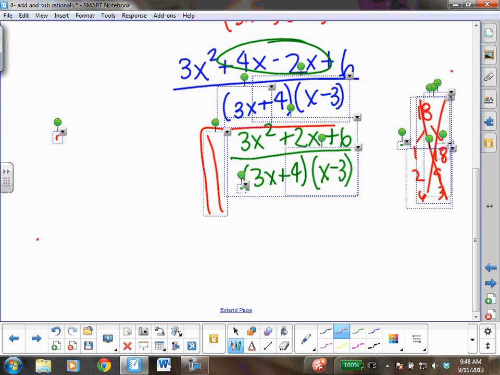So my answer is just 3x squared plus 2x plus 6 over 3x plus 4 times x minus 3. And you don't have to distribute the denominator.